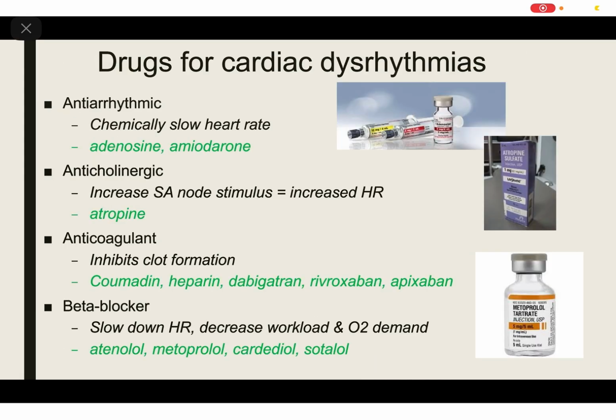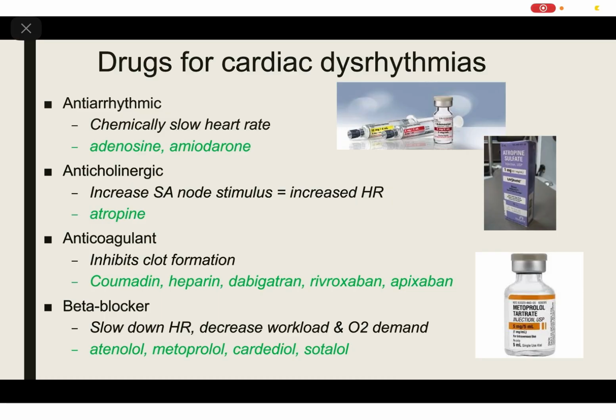All right, drugs for cardiac arrhythmias. So we have our antiarrhythmics, which chemically slow the heart rate. We have adenosine and amiodarone. Adenosine, or Adenocard, is a chemical cardioversion, which causes a block of the AV node and totally stops the heart for just a couple of seconds, and then it restarts it. Amiodarone is a ventricular antiarrhythmic, where it just slows those ventricles down.